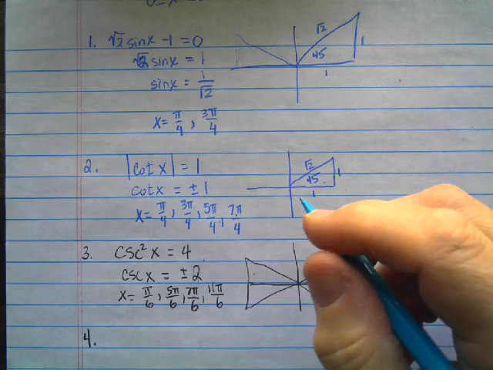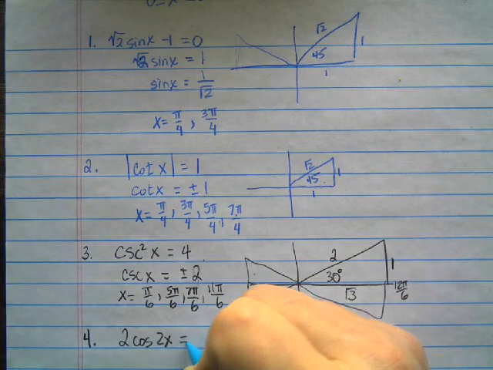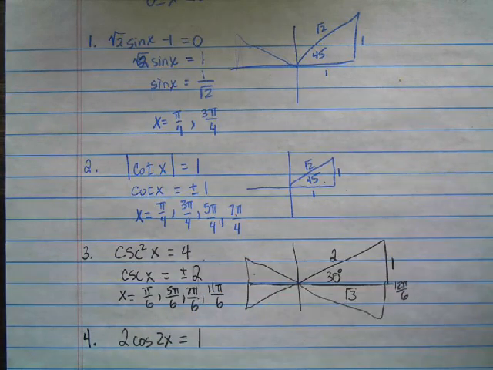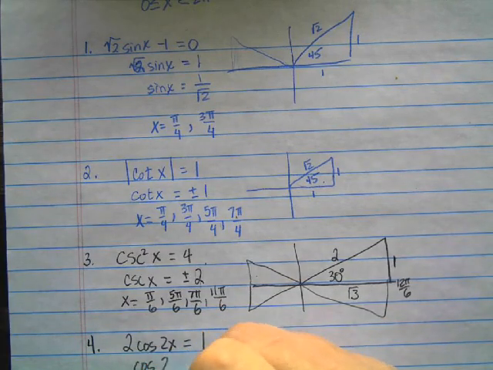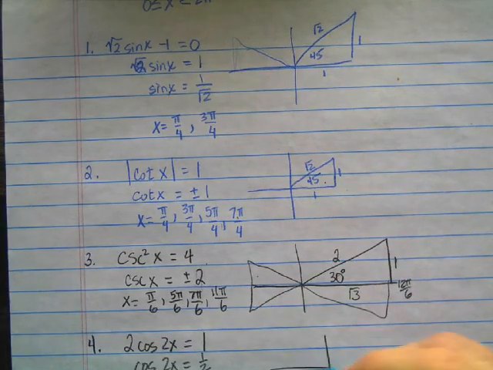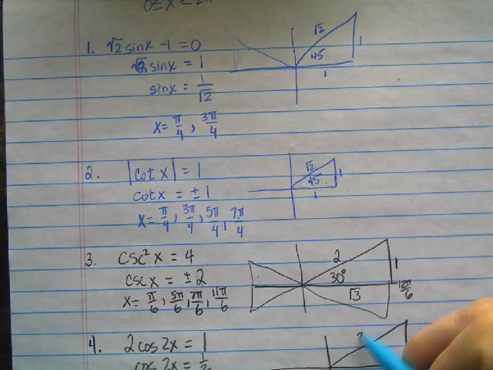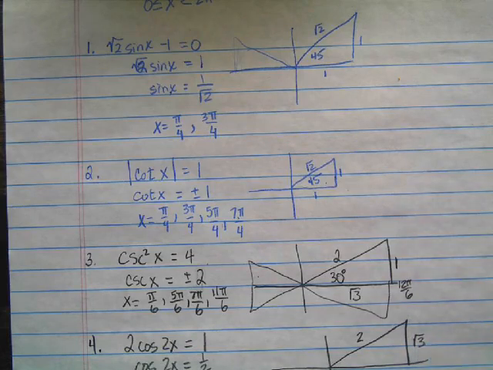Number 4, we have 2 cosine 2x equals 1. And so cosine 2x equals 1/2. And that's going to be in the first quadrant and the fourth quadrant. The 1 would be here, the 2 would be here, and the square root of 3 would be here, and that would be a 60-degree angle. Okay, and then it would also be in the fourth quadrant.